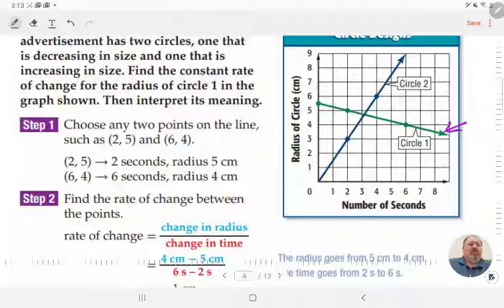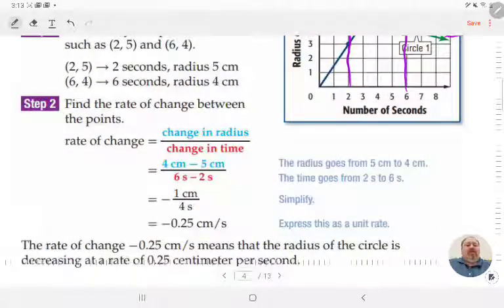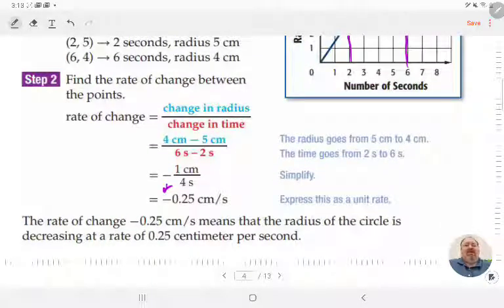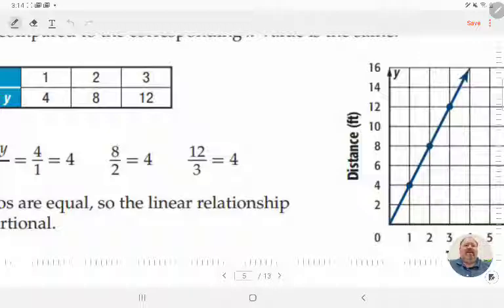We can choose any 2 points on the line. So we could do 2, 5, and we could do 6, 4. And then it's the change of y's over the change of x. So that would be 4 minus 5 over 6 minus 2, which would be negative 1/4, or 0.25 centimeters per second. And notice that it's negative. So that means it's decreasing at a rate of 0.25 centimeters per second. Okay? So very similar to what we did just finding the rate of change. It just happens to be a constant rate of change. So same thing that we did in the last lesson.